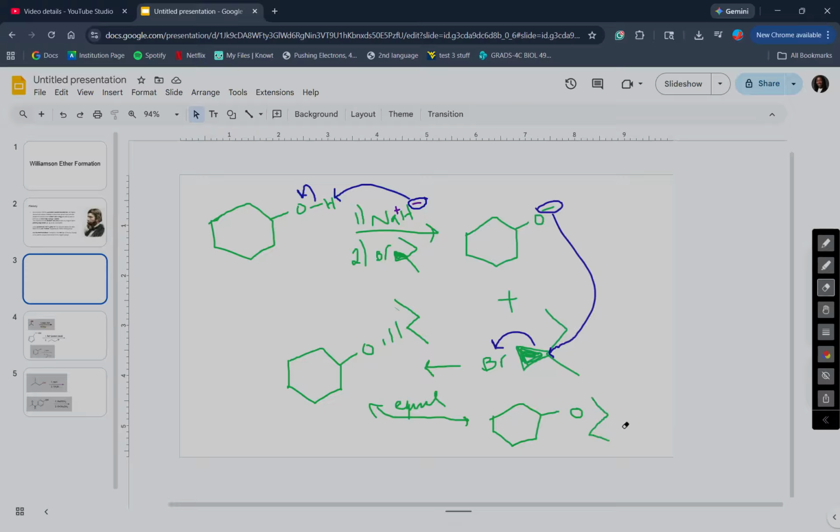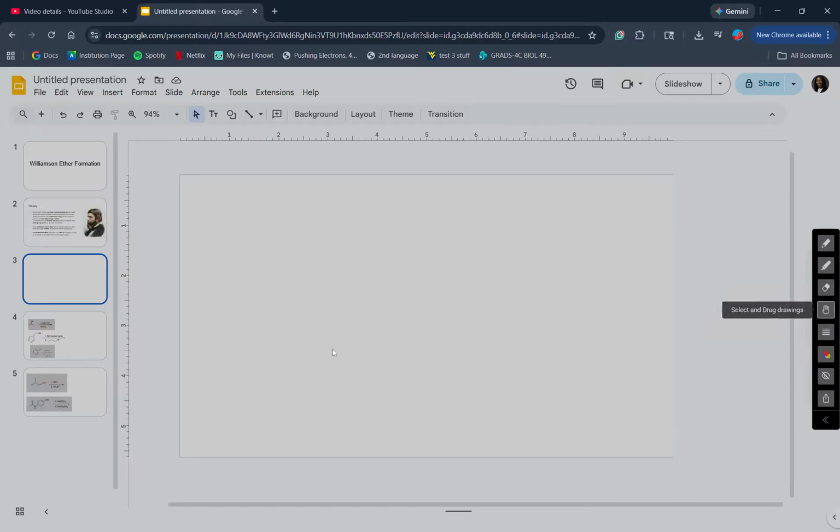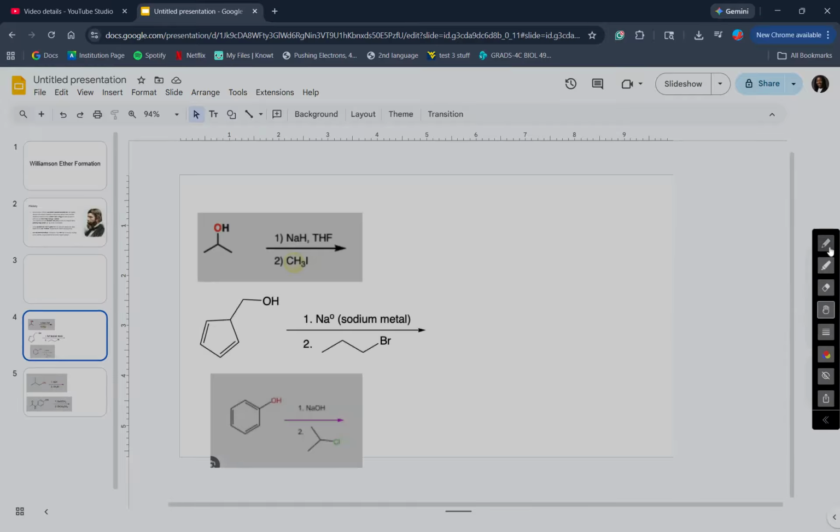I meant to draw a wedge. I'm sorry. So you have the wedge here, like this. And then we would just have the one here. And then these would be our two options. You see how they're different? But this is the one with the inverted stereochemistry. Okay. So now let's go ahead and do some predictive product questions.